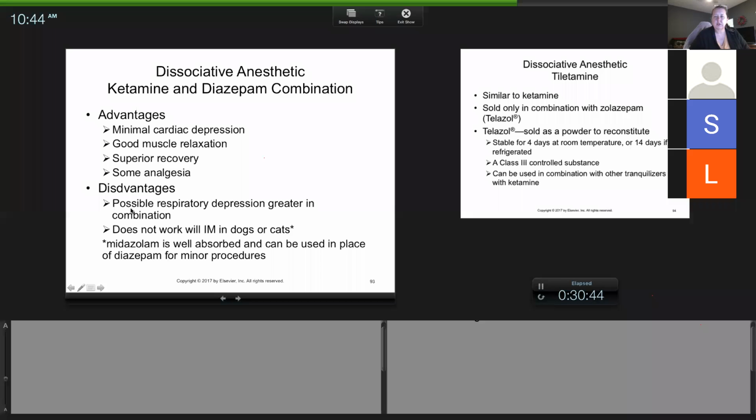Some disadvantages, there is possible respiratory depression, but they all respiratory depress. You always have oxygen nearby. Again, you cannot give ketamine and diazepam in the muscle. If you do, the diazepam is just not going to get absorbed. You'll only see the effects of ketamine. But you can replace it with midazolam, and that could work IM.